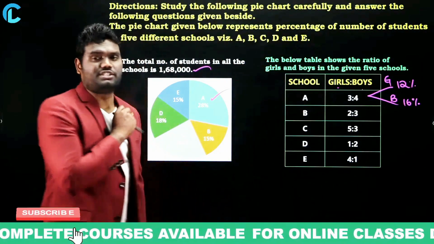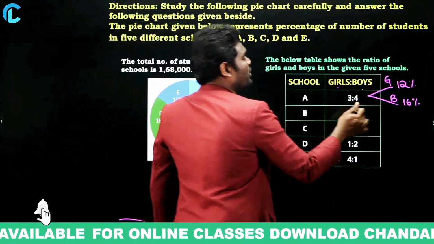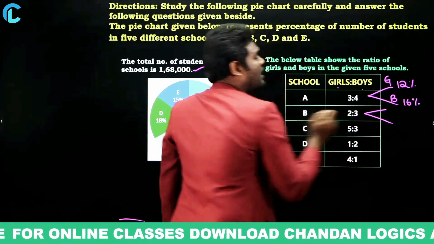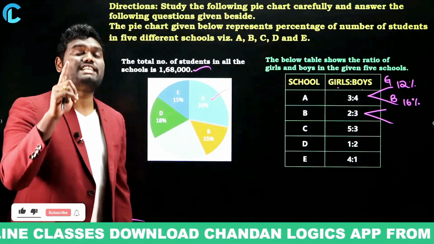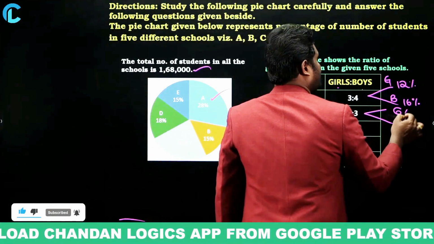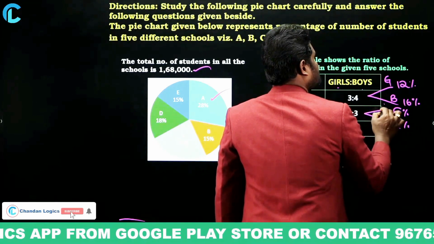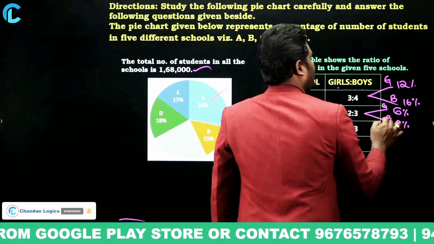Girls 12, boys 16. Next, in school B it is 15%. The boys to girls ratio is 2:3, which means a total of 5 parts. 5 parts is 15, so each part is 3. Two parts will be 2 into 3, 6%. Next, 3 into 3 is 9%. Which means girls 6%, boys 9%.